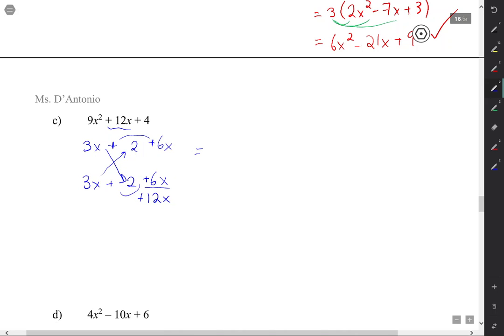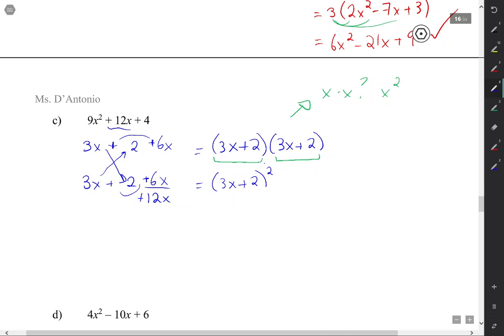So having this fully factored out, we would have 3x plus 2 times 3x plus 2. And there's actually another way we could write this. Let's think about it. What's another way that we could write x times x? Well, we could write that as x squared. That's basically the same thing going on here. We have two things that are the exact same multiplying together. So we can write this as 3x plus 2 squared. And that's our final answer.